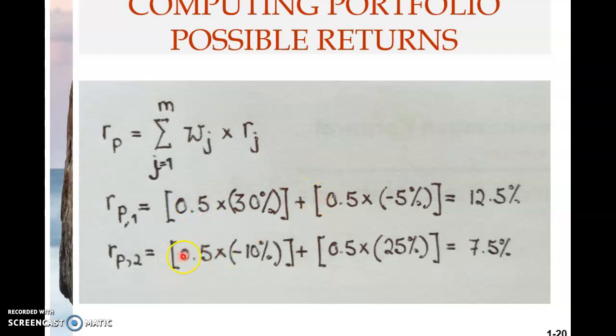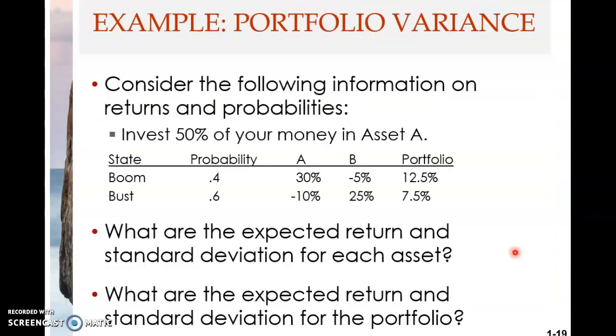Therefore here, it is 0.5 multiplied by negative 10% return. If there is a bust for stock A, the return will be negative. But for stock B, if there is a bust, the return will be 25%. So the average of these two will be 7.5%. That is what was given here. Note this, 12.5% and 7.5%. It's actually derived from these two. 0.5 multiplied by 30% plus 0.5 multiplied by negative 5%, you get 12.5%.